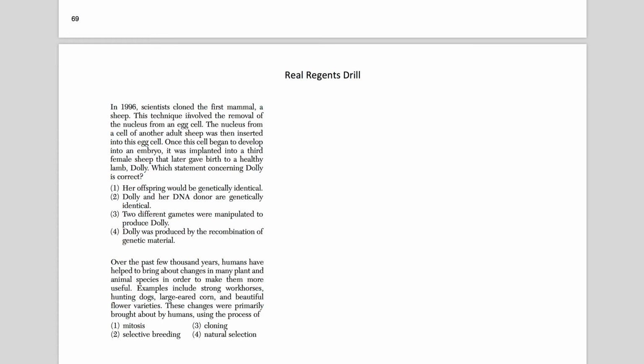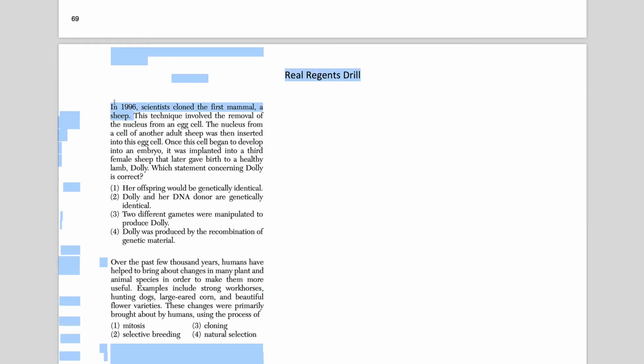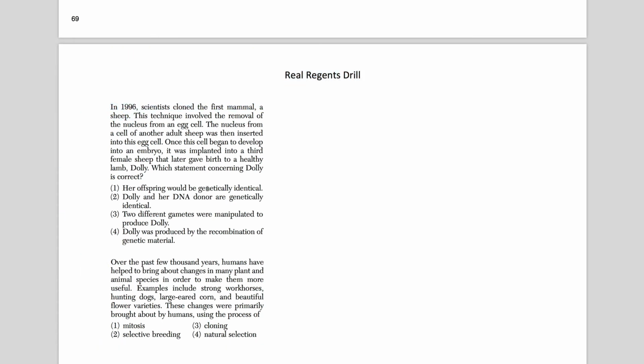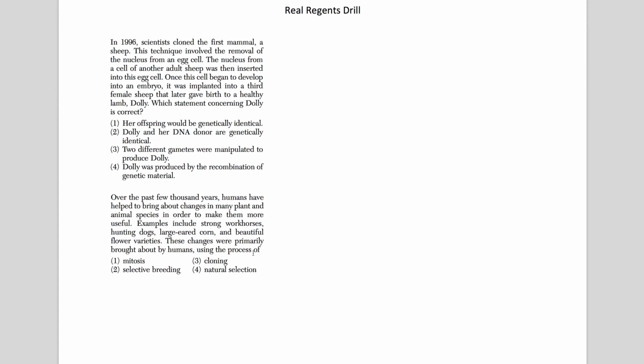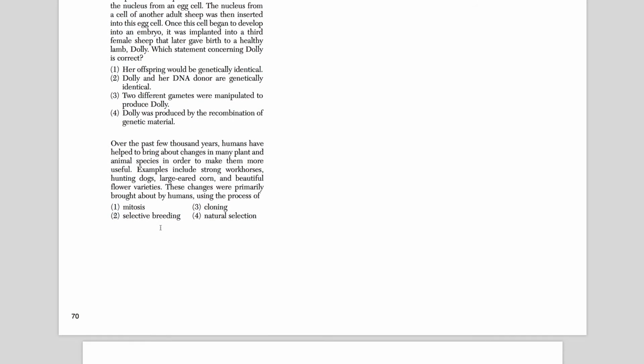Okay, gotcha. This is when they first cloned a sheep. That's Dolly, yeah. And her offspring are genetically identical. They cloned her. And over the past 1,000 years, that's called cloning, right? Is that the right answer? Wait, which one? Oh, no, this is selective breeding, yeah. The other one was 2. Dolly and her DNA donor are genetically... Oh, Dolly is the clone. Oh, okay, fine. Yeah, her offspring are not going to be good.